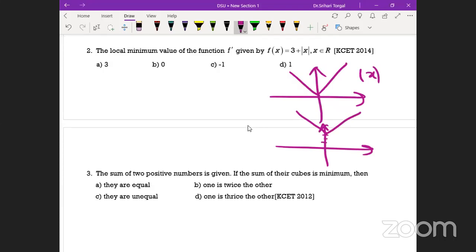And many of them will say that the minimum value is 3. That is not the answer. Why? Why is it not 3?